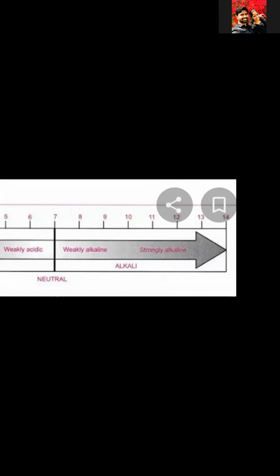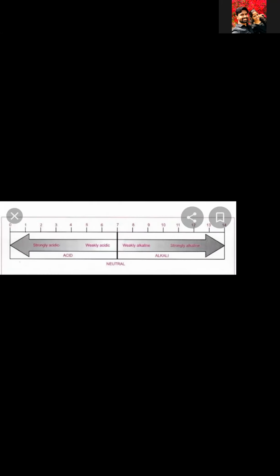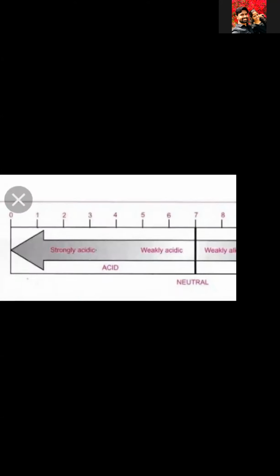So 7, 8, 9 indicates it is weakly basic. Basic and alkaline are one and the same. And then if the number increases from 7 to 14, it indicates it is strongly basic or strongly alkaline. So never think that if the number is greater, see here, 0 to 7, you may generally think that the number 6 is greater, so it may be highly acidic. So you should not think like that. 6 indicates that it is less acidic or weakly acidic.